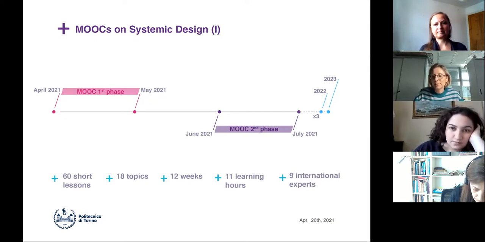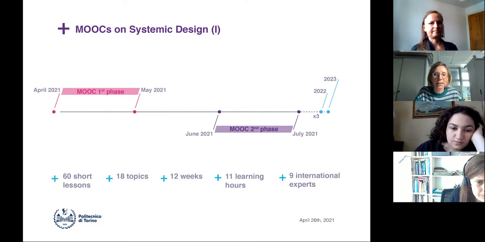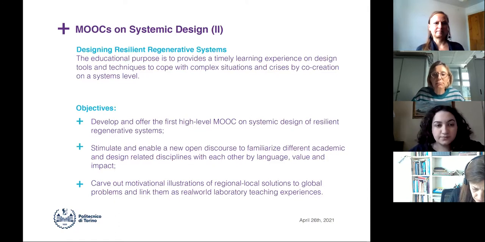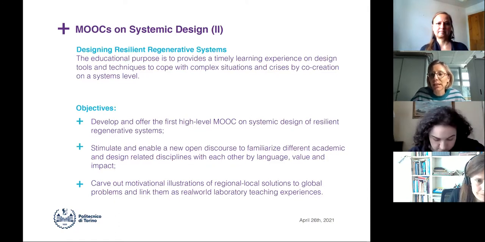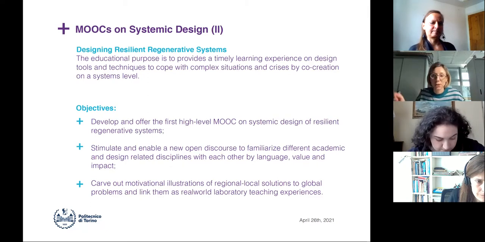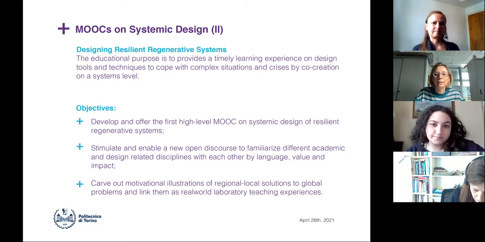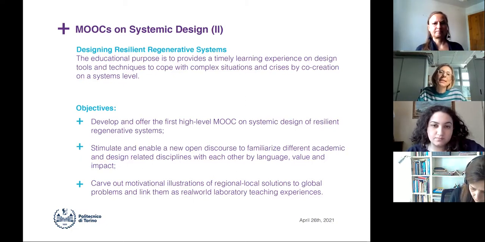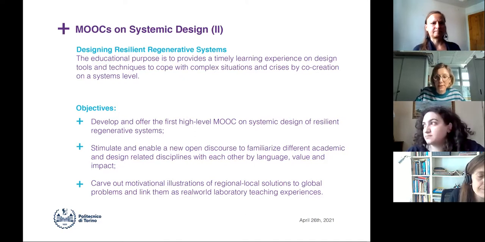We have 9 international experts and 60 short lessons provided in the MOOC platform. Then we have also another MOOC that is in planning, not already running. It will be ready for 2022, and it will be done with the AHO University in Oslo, and it is about designing resilient regenerative systems.